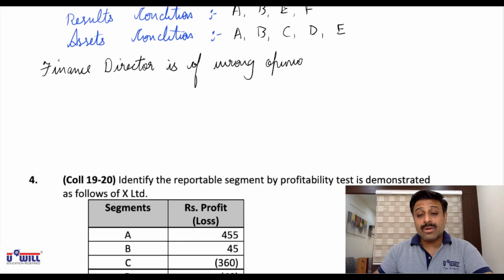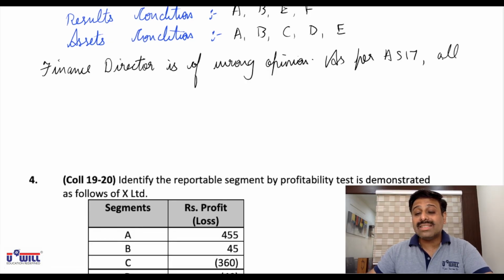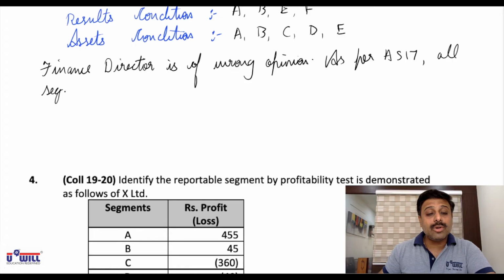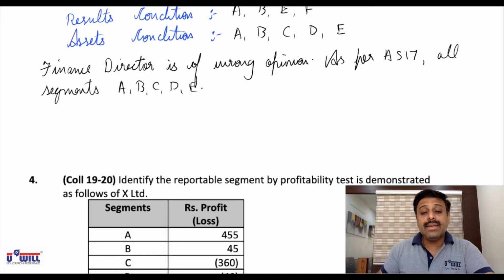See, we are studying accounting standard 17. So you'll write as per AS 17, all segments. Okay, as we have done the calculation above, all segments A, B, C, D, E, F are reportable. So this is how we are supposed to do our solution.